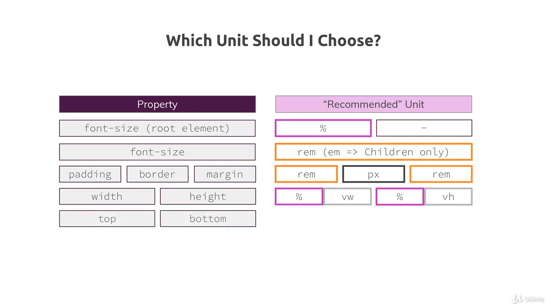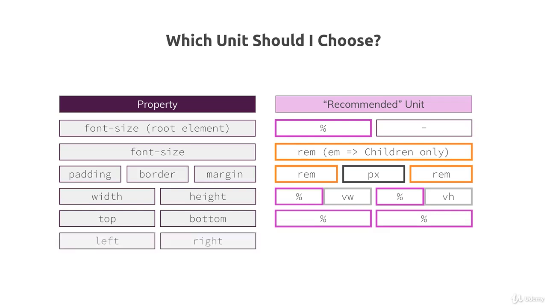Now for the top and bottom properties, so how we can move our elements, well, I would normally stick to percentages, because there you normally need the relation to your containing block, so why wouldn't you use percentages? Definitely a good idea right here. The same thing is true for left and right, of course. There, using percentages would also be my recommendation.